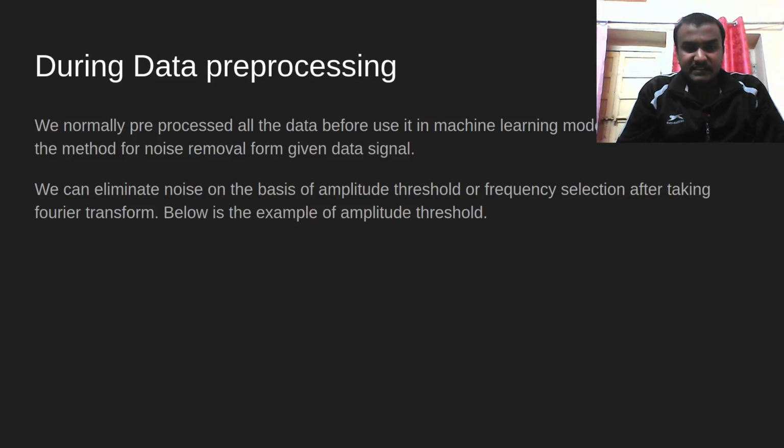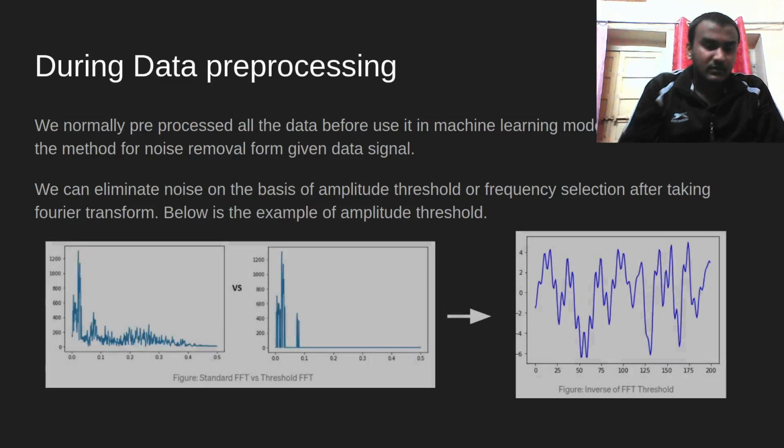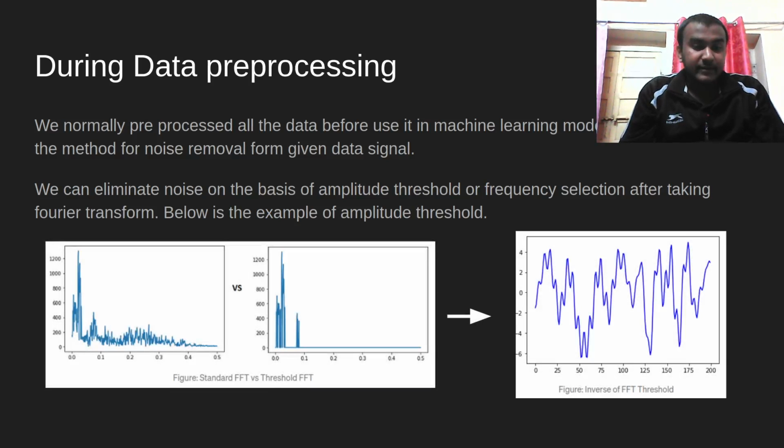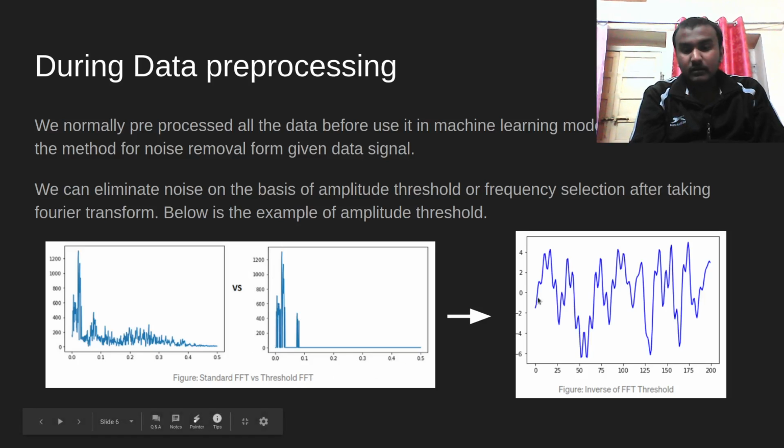Below is an example of an amplitude threshold. I'm taking a threshold of 375. All the frequencies which have amplitude greater than 375 are allowed, and others are reduced to 0. After taking the inverse Fourier transform, we can get a signal like this.